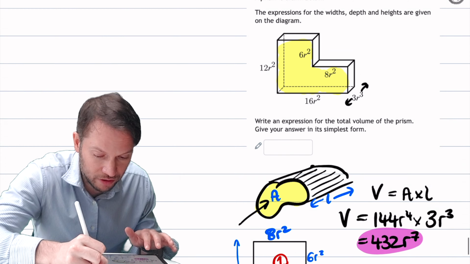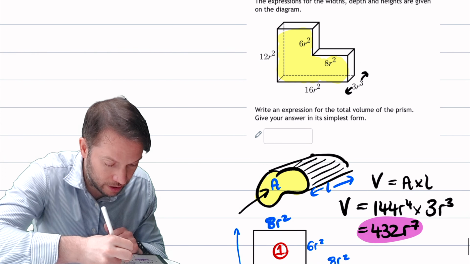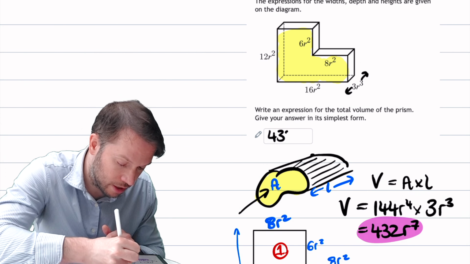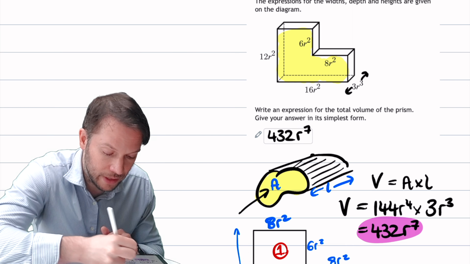So let's put this in the box. The volume is 432r to the power of 7. And we are done.